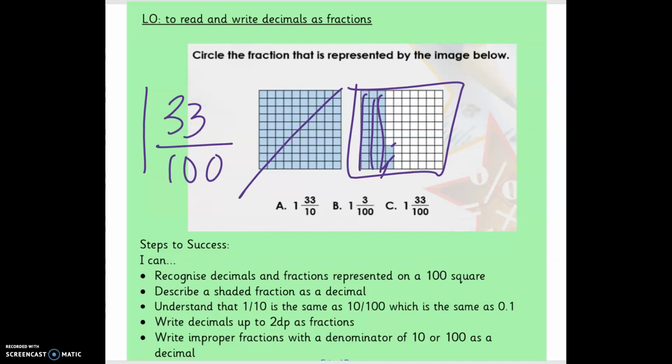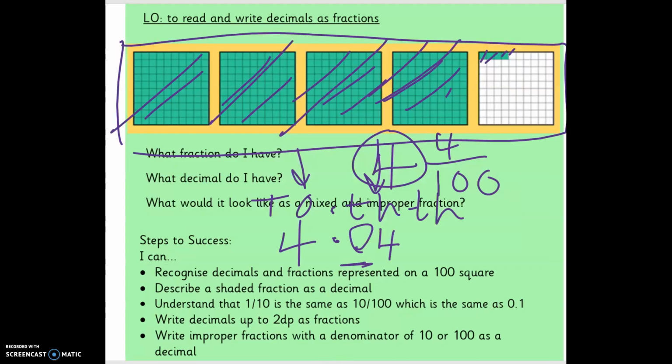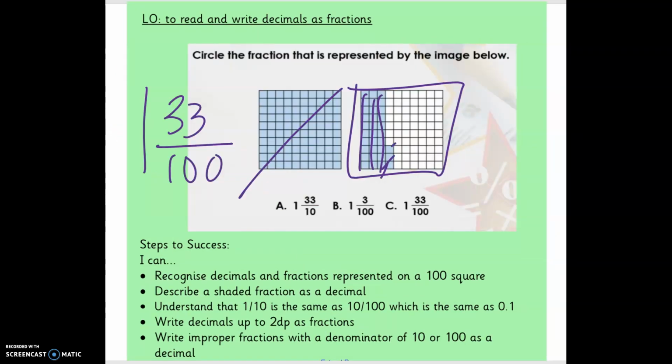See if you can pause and, like we did before, see if you can work out what that would be as a decimal. So 4 and 4 hundredths was 4.04. Can you work out what 1 and 33 hundredths will be as a decimal? I'll even draw in the place value grid to help you. Pause the video and see if you can have a go.